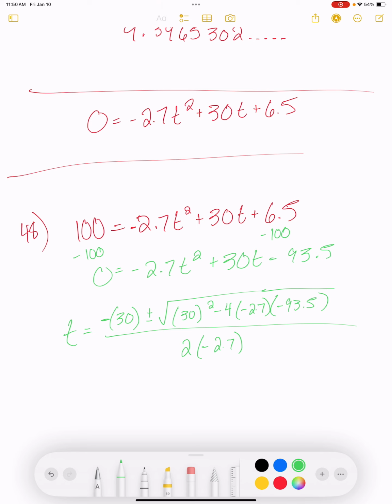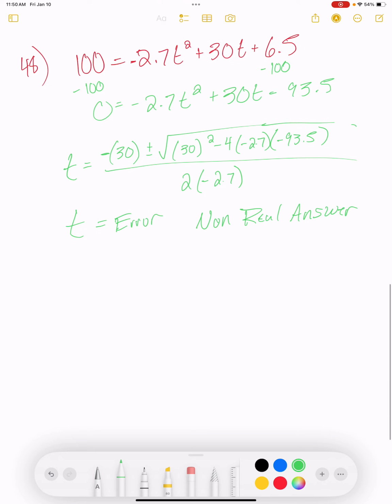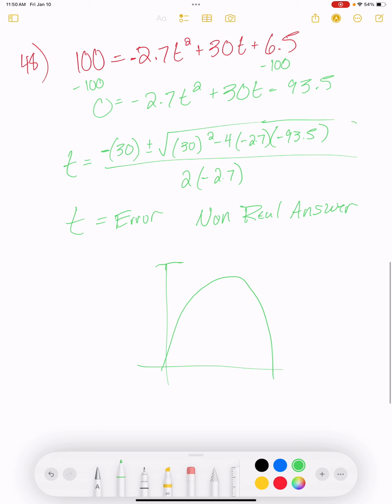So you type it in exactly how you have it, right? You're careful. And now maybe it says error. Maybe it says non-real answer. Mine says error, non-real answer, right? Now, maybe I made some mistakes, so maybe I should check it again. But when I didn't make a mistake, and I checked, that just tells me that my ball never reached that height. It never reached the height of 100 feet off the ground. And that's how we can determine it algebraically, because you can't get a solution to it.